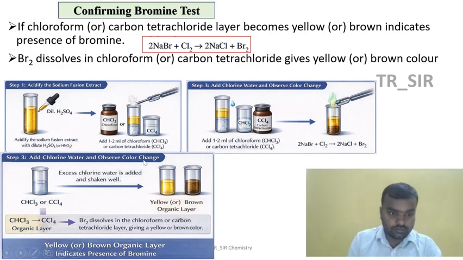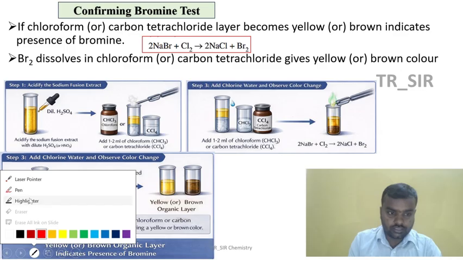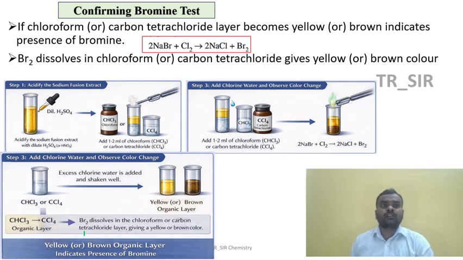This is the confirmation test. If the chloroform or carbon tetrachloride layer becomes yellow or brown, that indicates bromine is present. Mostly Br gives a reddish brown color. If reddish brown is coming, that confirms it is bromine. Br dissolves in chloroform and carbon tetrachloride to give the yellow or brown color.